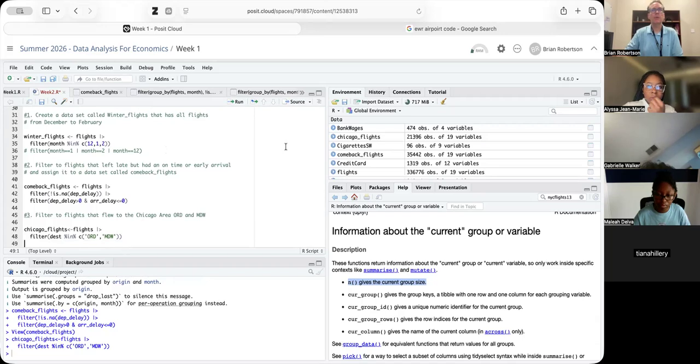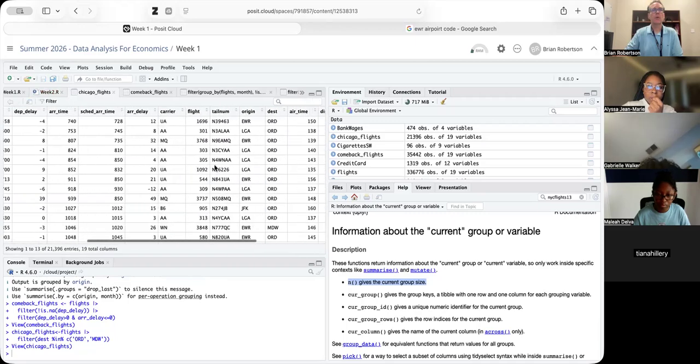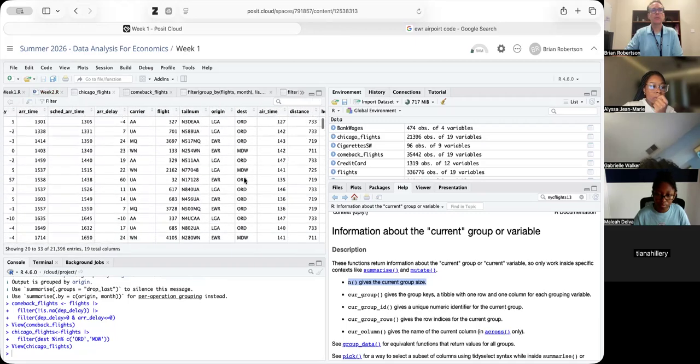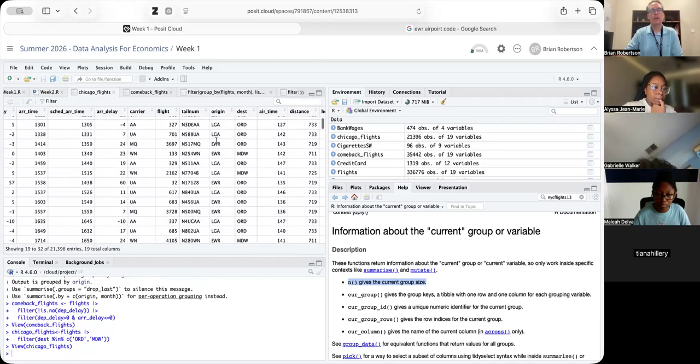And if I open up Chicago flights, I should only have ORD and MDW. So these are all the flights that left JFK, LaGuardia, or Newark, heading to either Midway or Chicago O'Hare. Make sense?